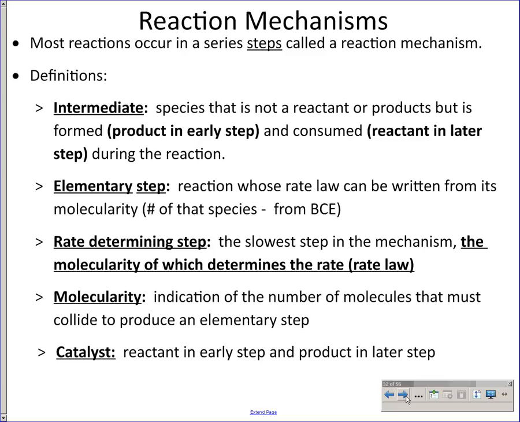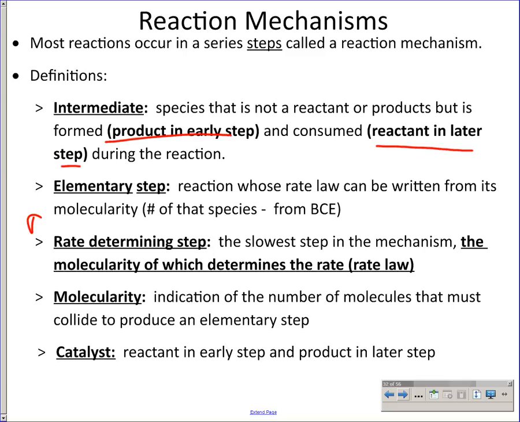Okay, intermediates are what they sound like. There's something that's produced in the middle of a reaction, but they're produced in the first step or an early step. So they're a product in an early step. And then they're consumed in a secondary elementary step, or a tertiary, a third elementary step. So they're occurring in the middle. They're not present in the very beginning or the very end. They're going to be used up or consumed in a later step.